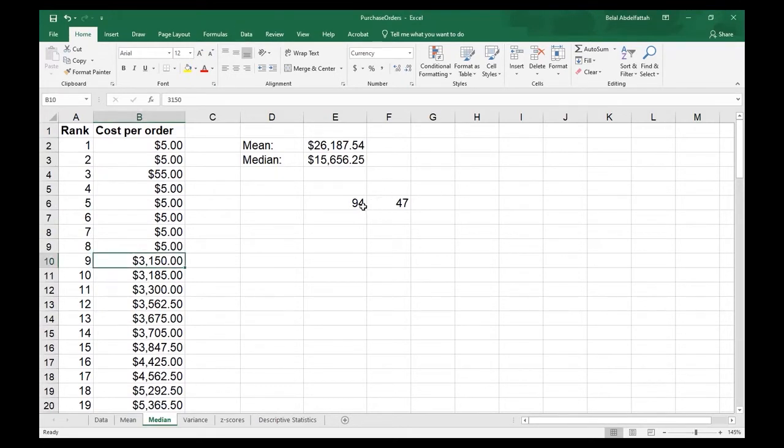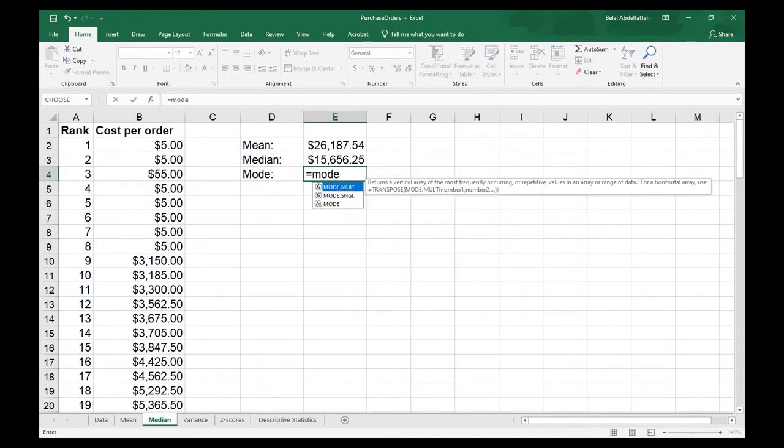Now, before I conclude this video, let me just talk about the mode, which is another type of measure of location. I'm going to hit equal sign MODE, and I have two options here that I would want to choose from: MODE.MULT and MODE.SNGL.